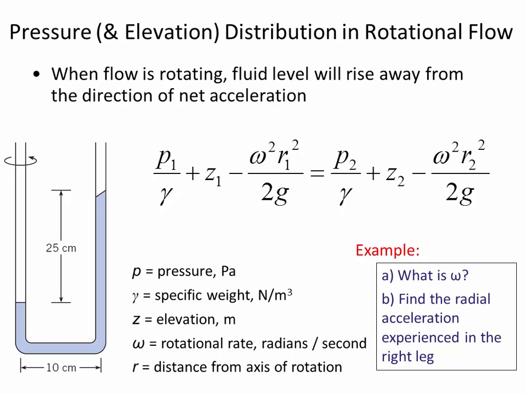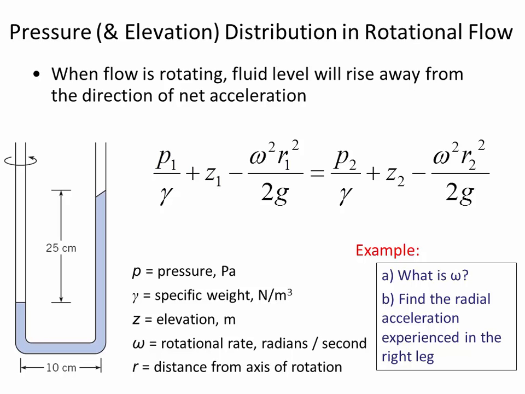The other thing is the unit weight of the liquid. In this case, does it even say what's in here? It is water. It turns out that in this problem we don't even need to know that it's water, but it is water, so we'd use 9810 newtons per meter cubed. And finally, we don't know what the rotational rate is. That's what we're trying to find.